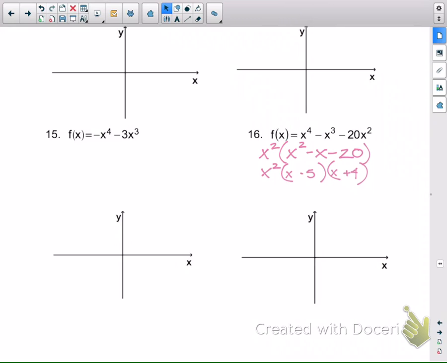So now let's go through our roots. Okay, the x squared, that's still an x by itself. That simply means what kind of root? It's a double root at what? 0. Then I have a root at 5, and I have a single root at -4. So we start by graphing our roots. -4, 0, +5.